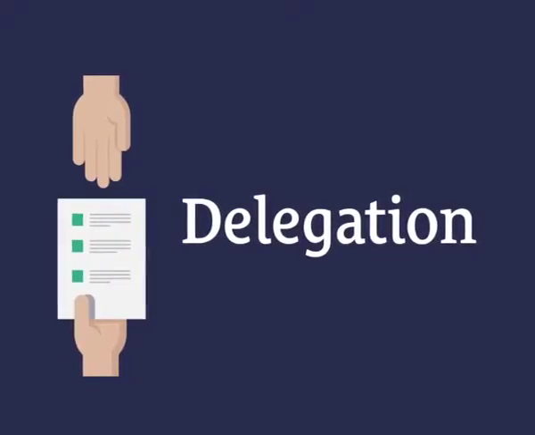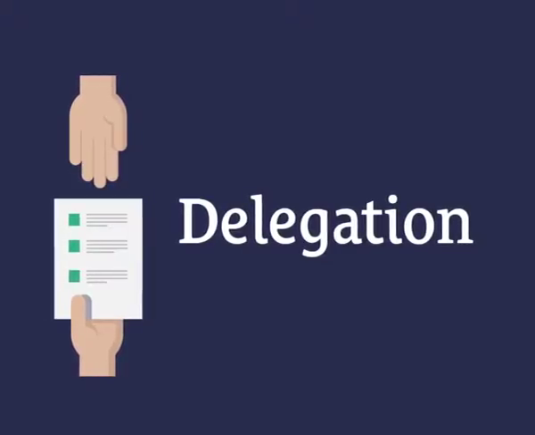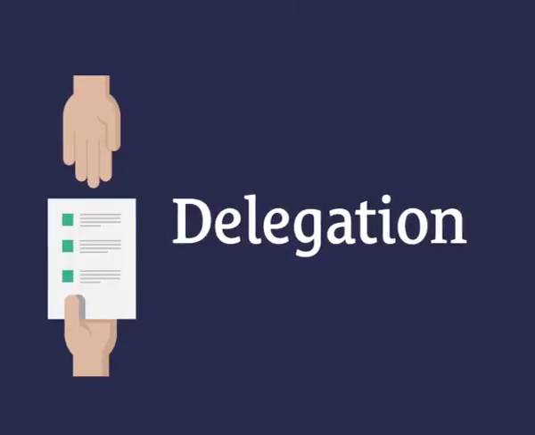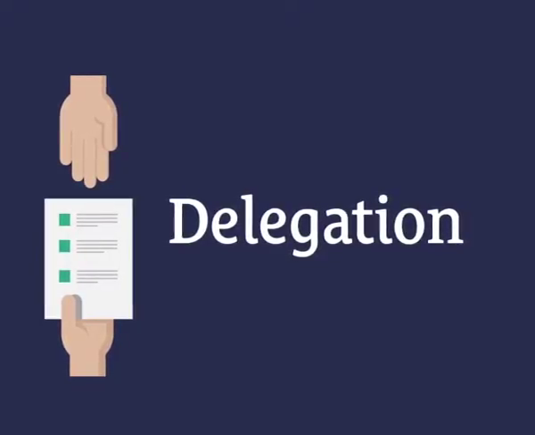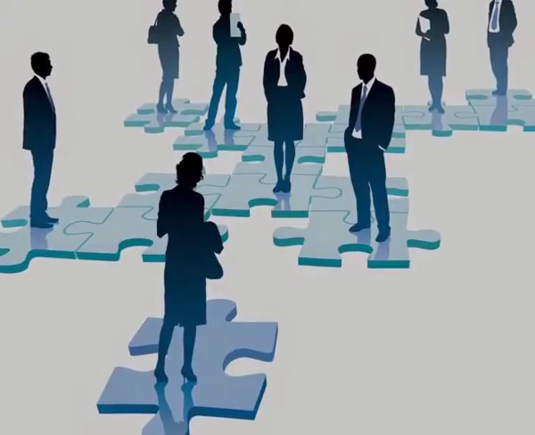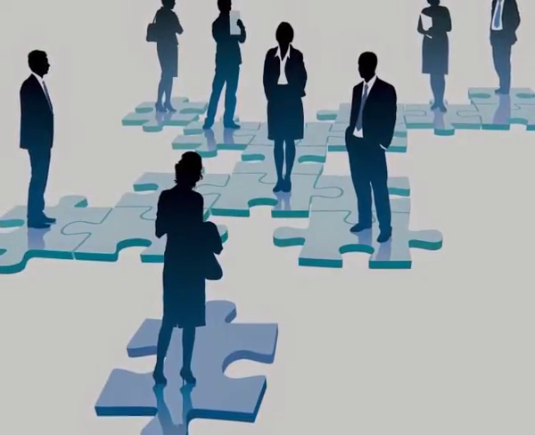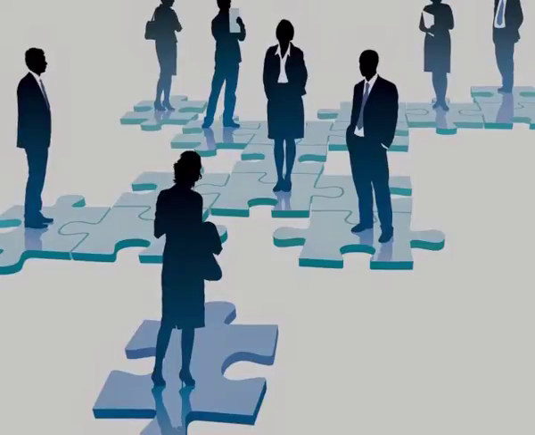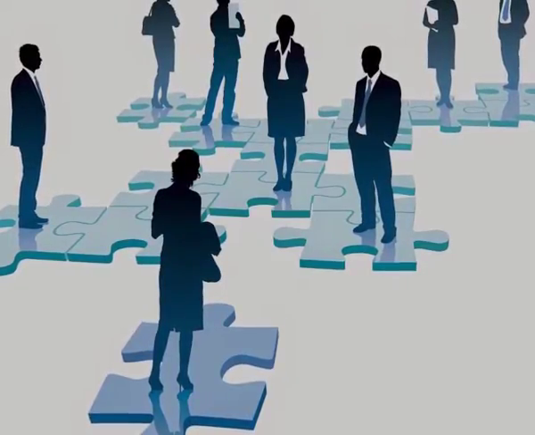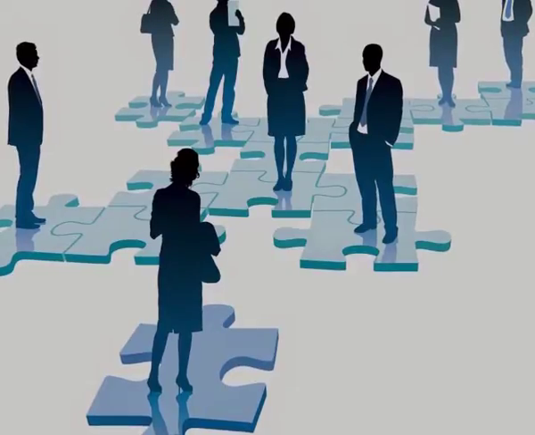Principle of delegation. The process of transferring authority and creating responsibility between superior and subordinates to accomplish a certain task is called delegation of authority. Authority is only delegated, not responsibilities, at all levels of management. The authority delegated should be equal to the responsibility.